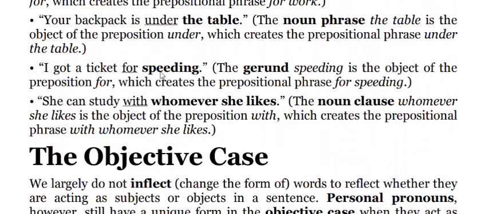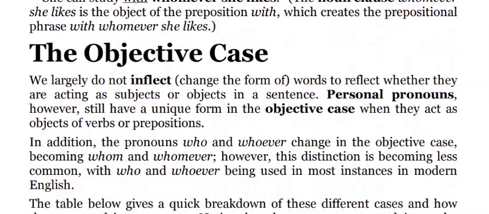I got a ticket for speeding. Here, the gerund speeding is the object of the preposition for, which creates the prepositional phrase for speeding. She can study with whomever she likes. The noun clause whomever she likes is the object of the preposition with, which creates the prepositional phrase with whomever she likes.